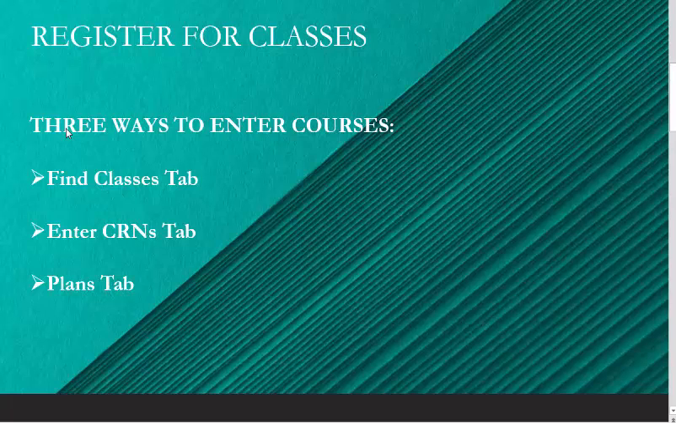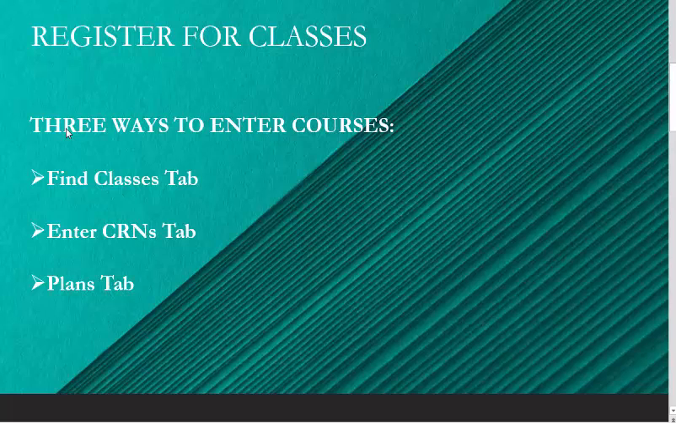The next thing you can do is, if someone has given you your CRNs or you've done your homework ahead of time, and by CRN we mean the number of the course for that semester, you can just go to the Enter CRNs tab and enter the number of the course that you want to register for. And then we can go to the Plans tab.